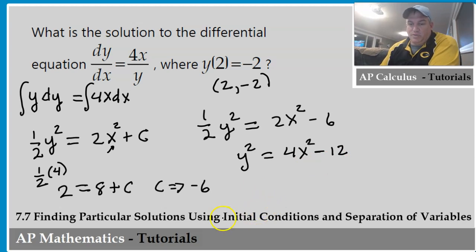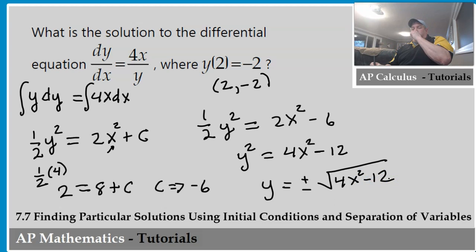Now when we take a square root, we have y is equal to plus or minus the square root of 4x squared minus 12. Okay, but we make a decision. Since my y value in my initial condition is -2, we're going to throw out the positive version. So my answer is y is equal to the negative square root of 4x squared minus 12.